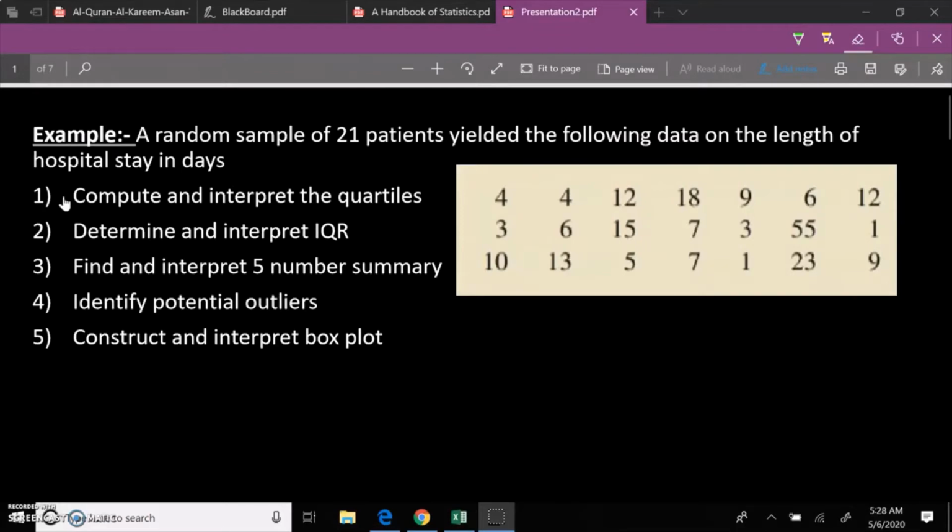Okay, so first of all, we're going to do the first one. We're going to interpret the quartiles. I hope you know the quartiles are the values which divide our data set into roughly 4 equal parts.